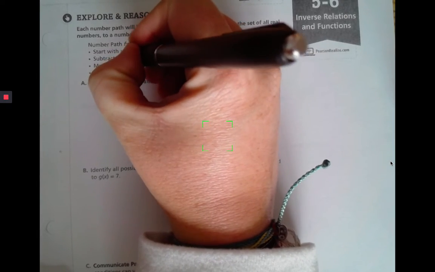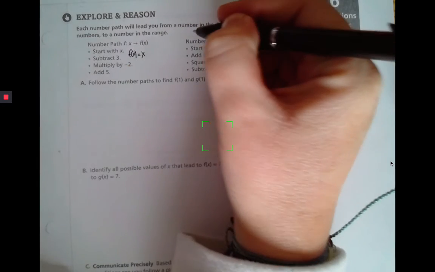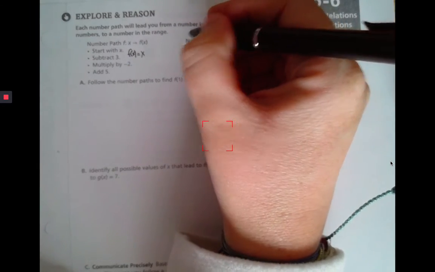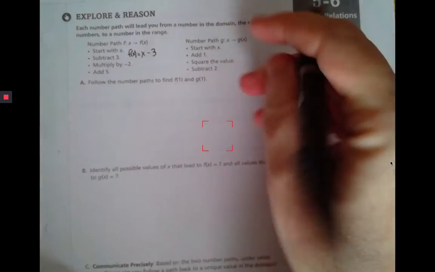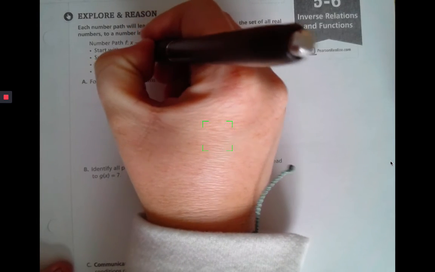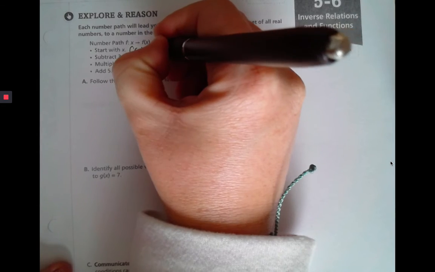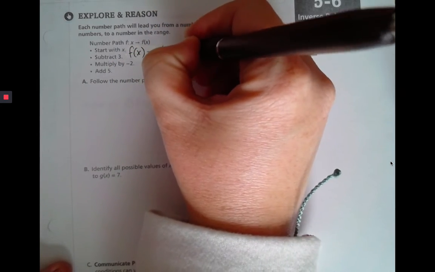So we say f of, well, first we're trying to figure out what f of x equals. We start with x. We subtract 3. We multiply by a negative 2. Hold on. We're going to erase that f of x right there. Alright, so we start with x, subtract 3, multiply by negative 2, and then add 5.